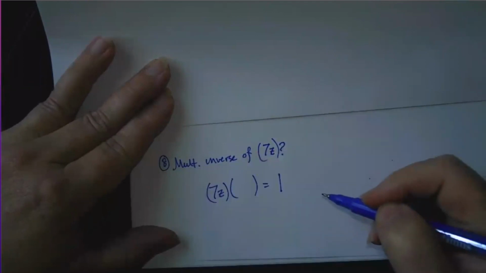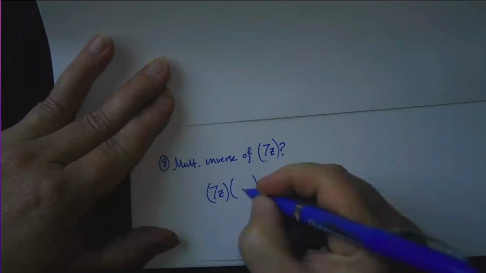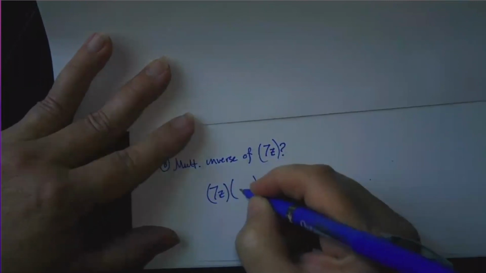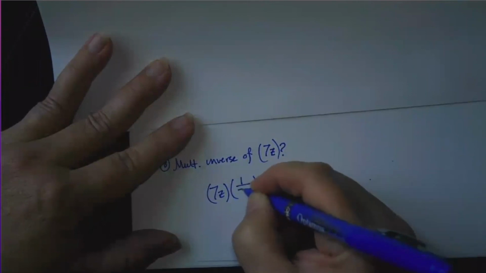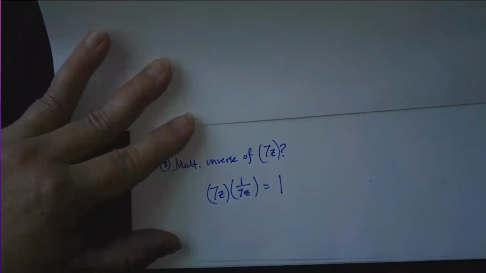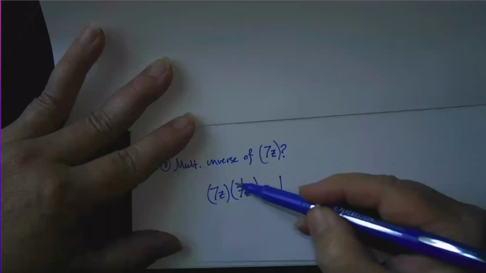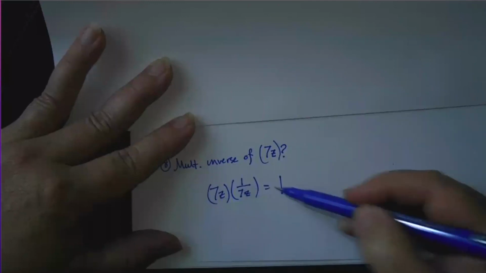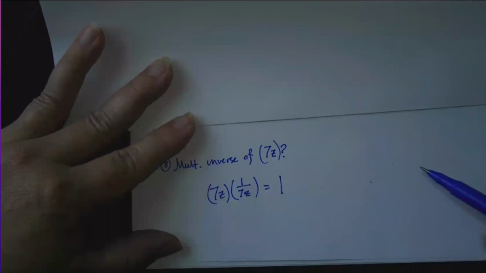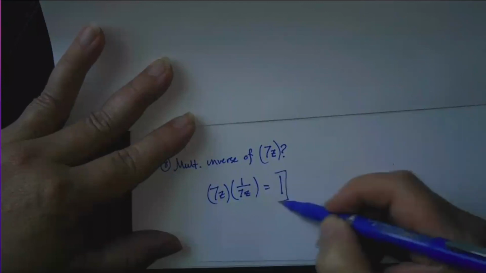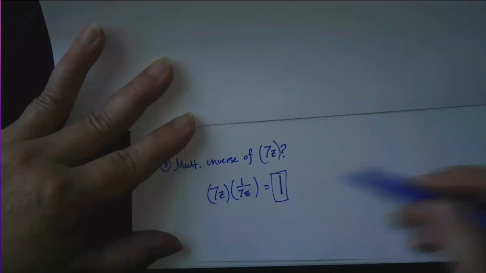Because 1 multiplied by anything gives me that anything. So all I do is I take 7z and I'm going to multiply it by 1/7z. And when I do that, I get 1. Notice if I use -1/7z, I get -1, and that's not what I want. I want 1. I want the identity.